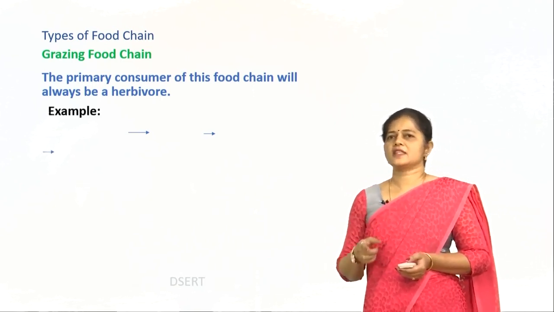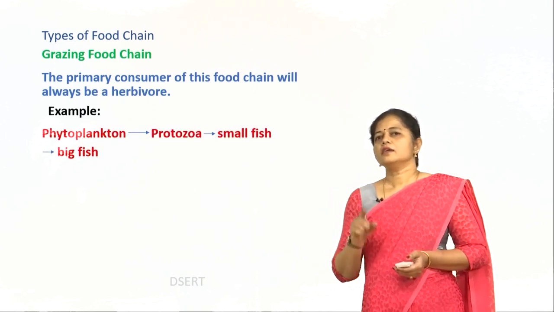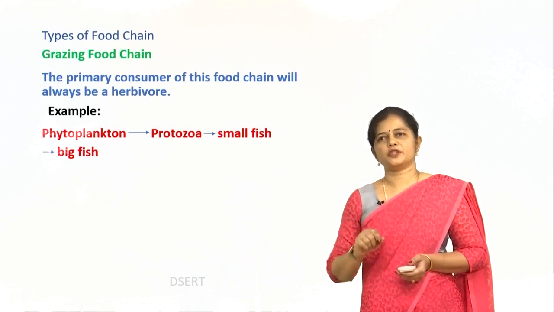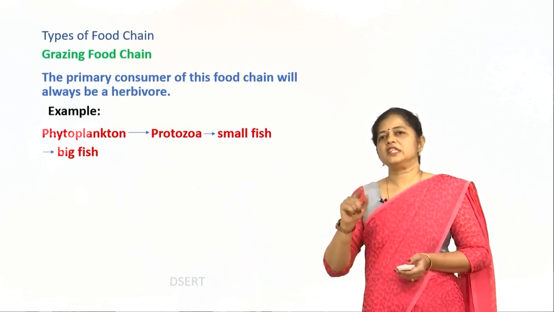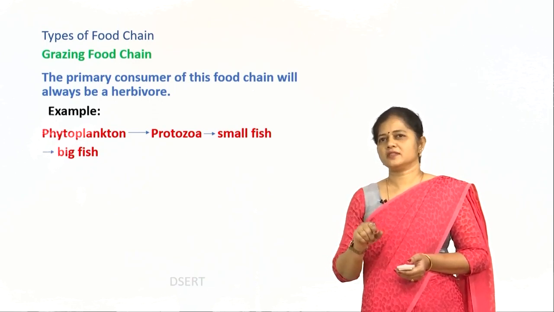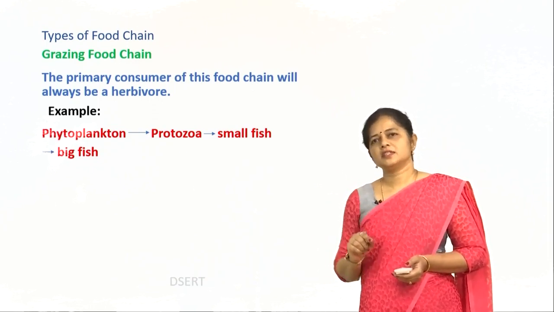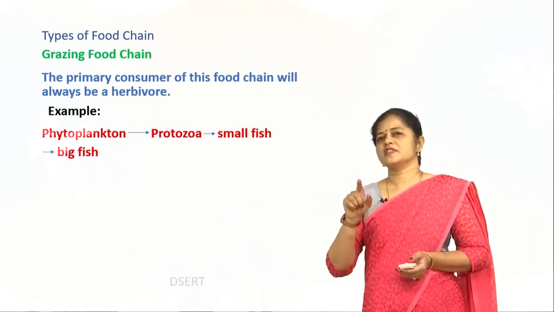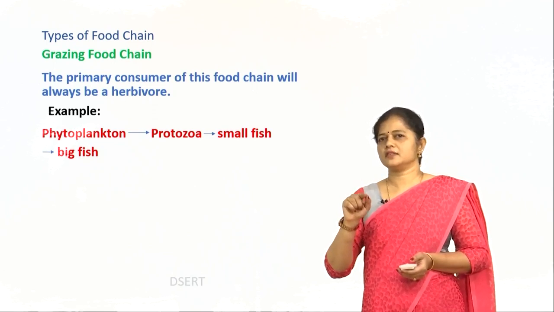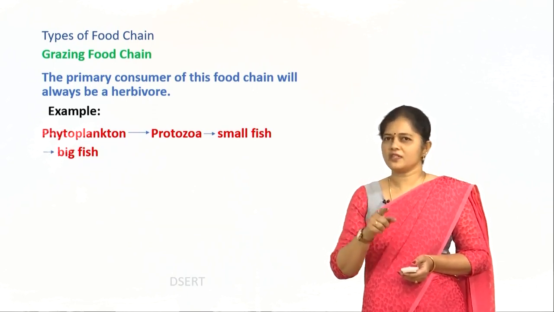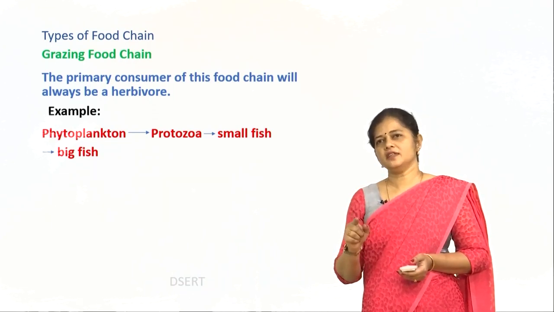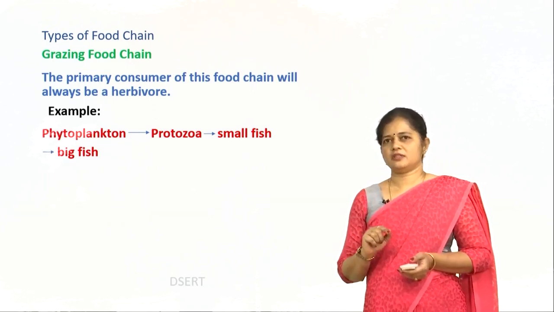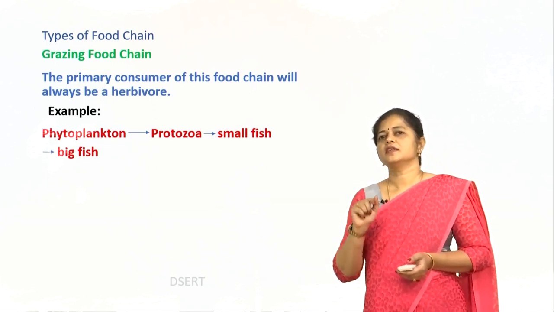So now you can see an example over here. This is an example of the food chain in an ocean. So here you can see phytoplanktons, which are the producers, which are eaten by the protozoa, which is a zooplankton, and the protozoa are in turn eaten by the small fish, and the small fish are eaten by the big fish. So now, since here the protozoa is the primary consumer and the protozoa feeds on the phytoplankton, which is a producer, this food chain is called the grazing food chain, because the protozoa here is a herbivore.